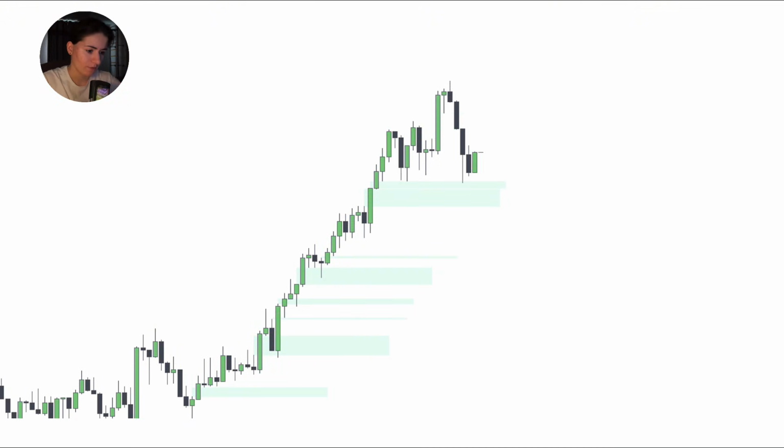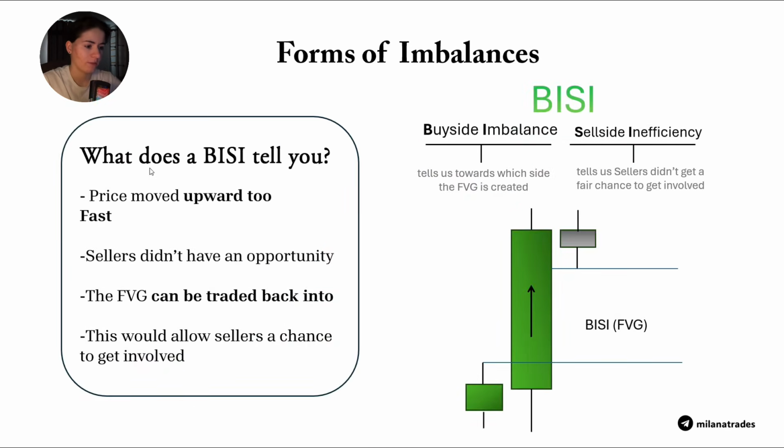And after a while, the market comes to these imbalance zones to balance the market and then go further. And in conclusion, what does a BISI tell you? Price moved upward too fast. Sellers didn't have an opportunity. The fair value gap can be traded back into that balanced market. This would allow sellers a chance to get involved.